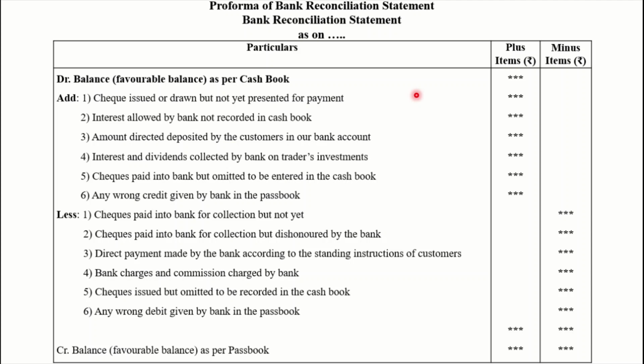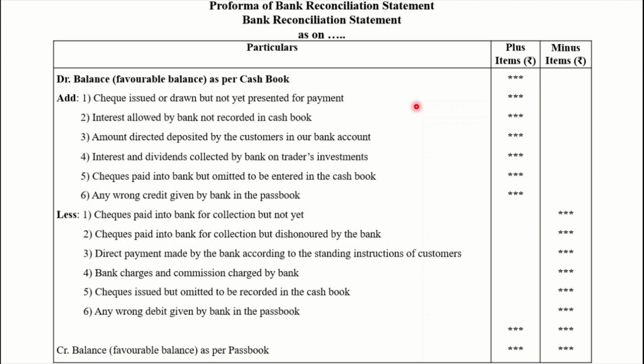The second step is that the balance shown by either book, cash book or passbook, should be taken as a base. We can take any one as a base. This is the starting point for determining the balance shown by the other book after making suitable adjustment considering the cause of difference.